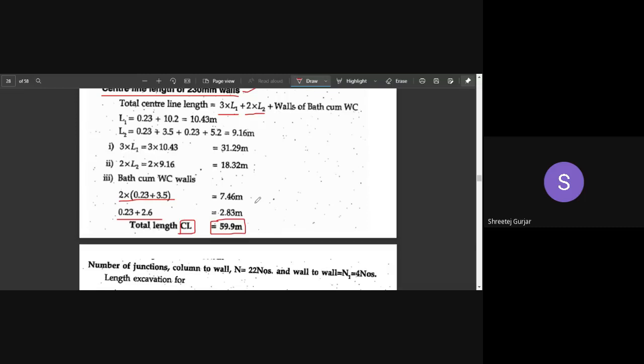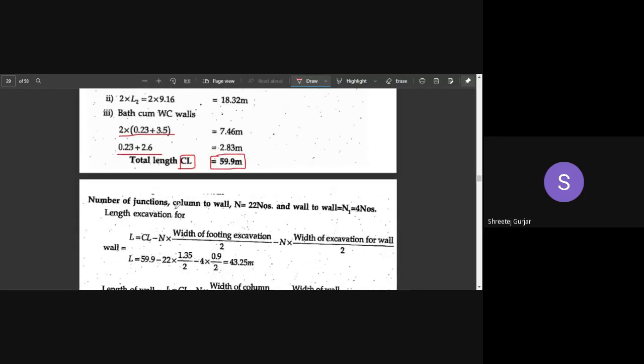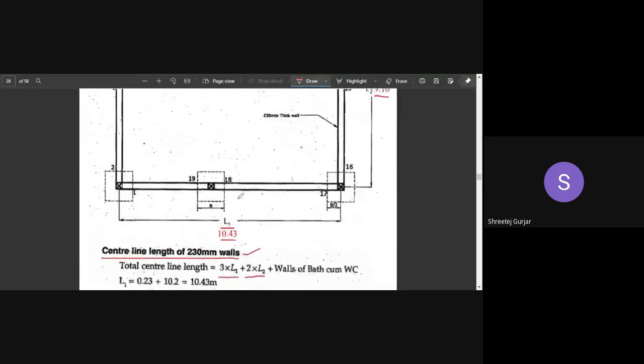So now let us look into the number of junctions. First we have to look into column to wall junctions, because in the previous problems there were no columns. But in this numerical we have columns, and now we have to look into the number of junctions wherein columns are involved, that is, how many faces of columns are in contact with walls. That is represented by capital N. So let us just look into that.